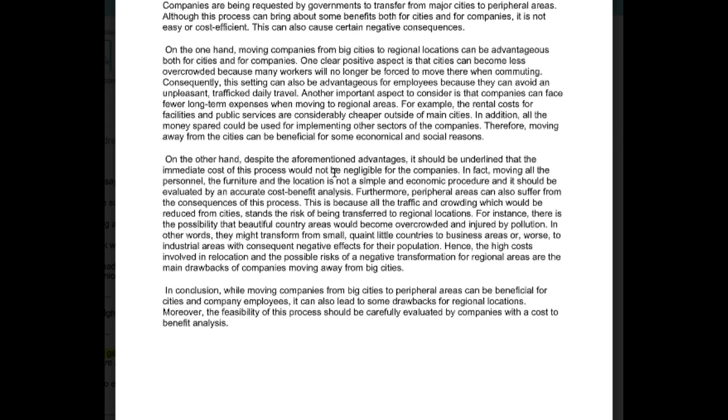In other words, they might transform from small, quaint little areas or counties, villages, to business areas, or worse, to industrial areas with negative effects for the population. Okay, that was surplus to requirement there. Hence, the high costs involved in relocation and the possible risks of a negative transformation for regional areas are the main drawbacks of companies moving away from major cities. Super paragraph, very, very eloquently expressed and very eloquently summarized as well. Very impressed with this, Andrea.